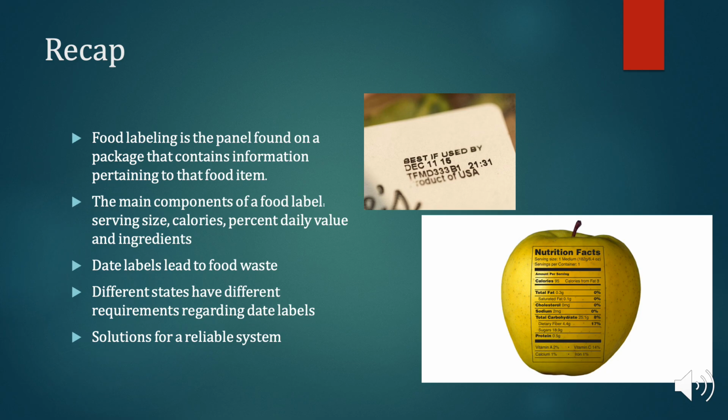Date labels lead to food waste. This is the most important aspect of this presentation. I want to reiterate that confusion due to what date labels mean leads to unnecessary food waste of perfectly good and safe food. Different states have different requirements regarding date labels. 9 of the states do not require date labels, but 41, including the District of Columbia, do. And the NRDC report provided solutions for a reliable system that will lead to a safe understanding of dates and date labels.